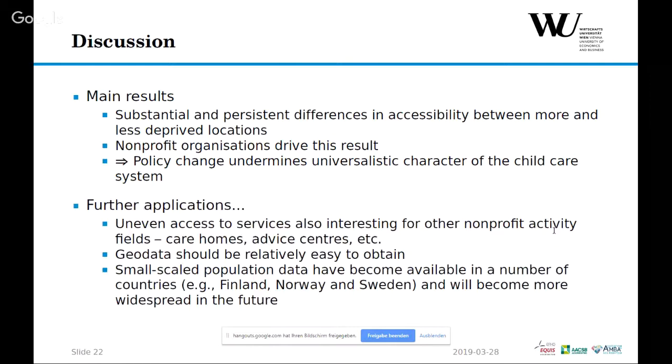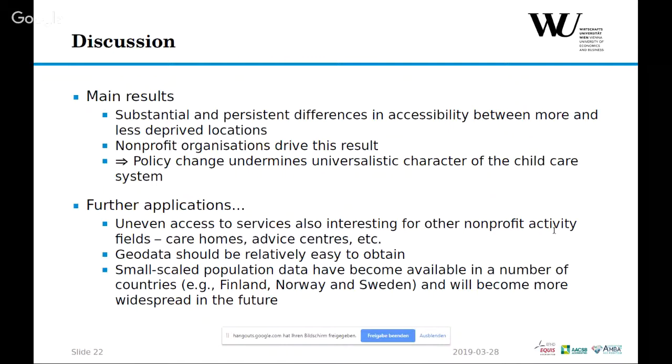More generally, I hope I was able to give you an idea how to use geodata in nonprofit sector research. I think this kind of analysis could also be applied to other nonprofit fields, such as care homes or advice centers. I think geodata for this should be relatively easy to obtain.